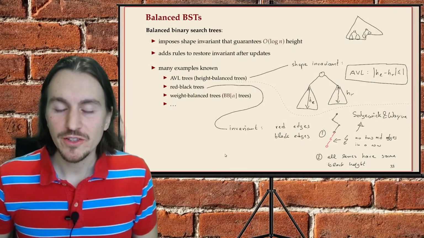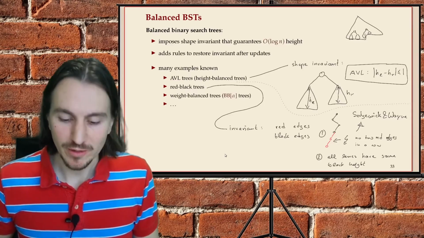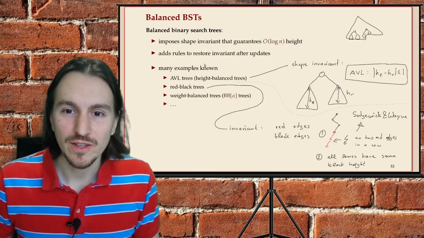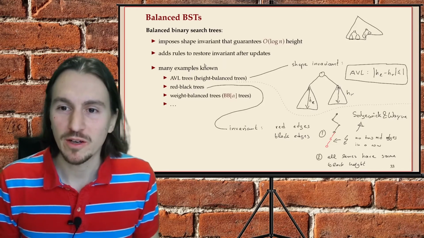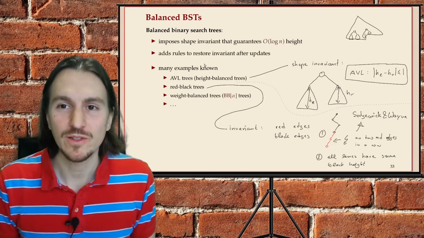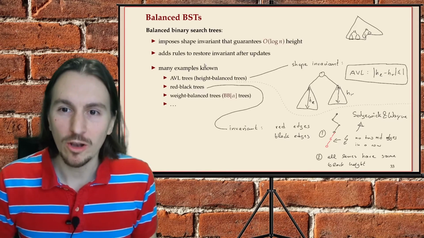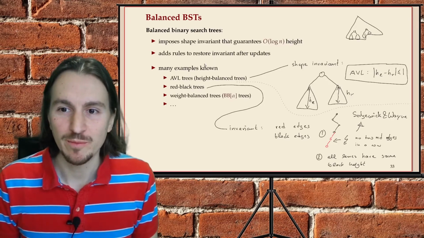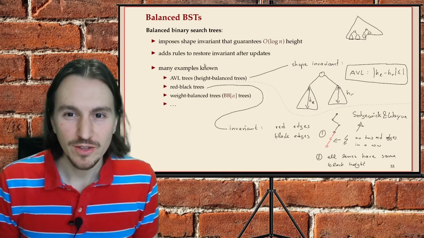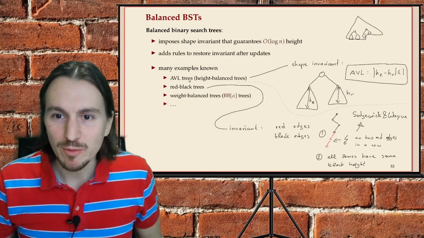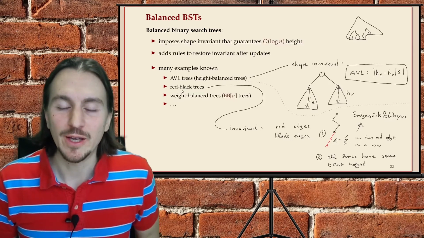So these are typical examples of balanced binary search trees that achieve a logarithmic height, and they can maintain this upon updates, again in logarithmic time, which means all operations run in logarithmic time in the worst case. So that's the best you could hope for, and it's this type of trees that are usually implemented in libraries.